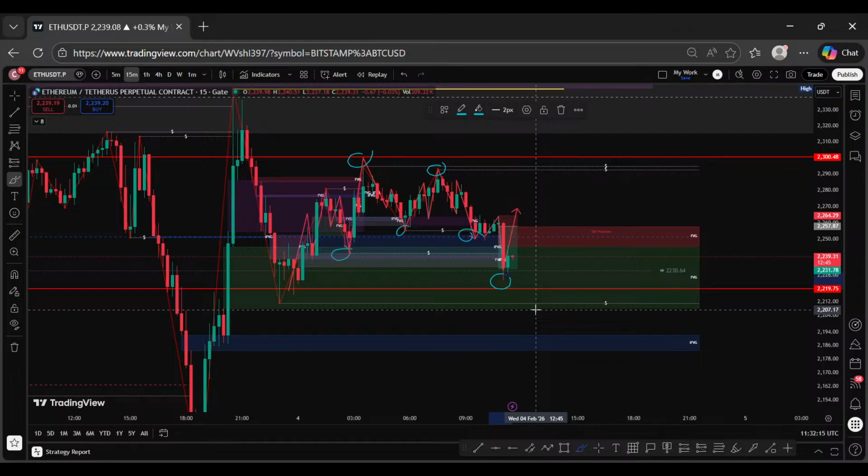So this is the level where we can expect support. If ETH breaks through the resistance, we could see strong upward momentum, but if it falls, it will likely head back toward the support, where the price might find resistance or retrace before continuing the bullish trend.